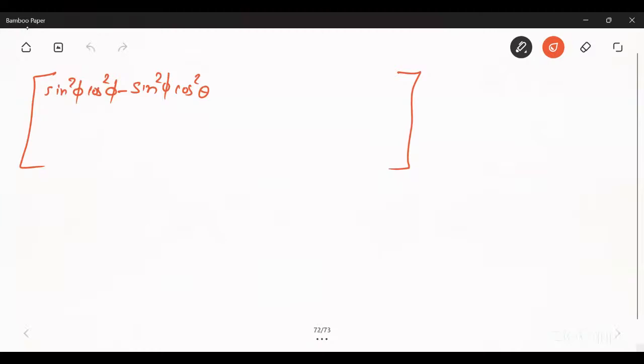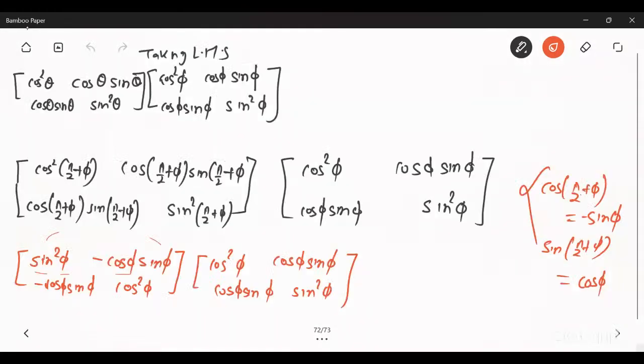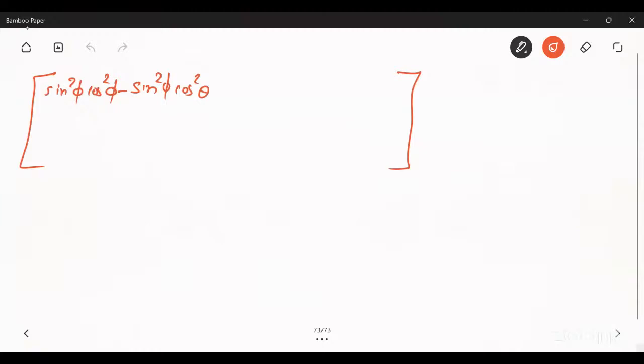Now this element is A12. Multiply first row with second column. So sine square phi into cos phi sine phi, that means cos phi sine cube phi, minus cos phi sine cube phi.